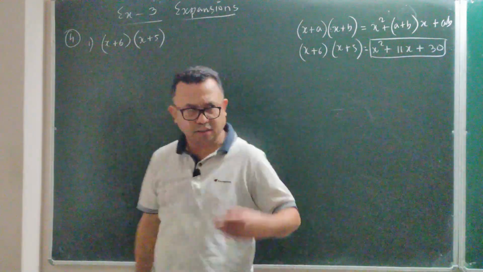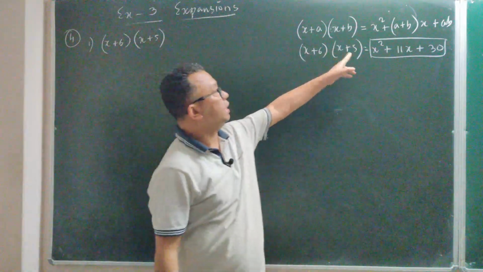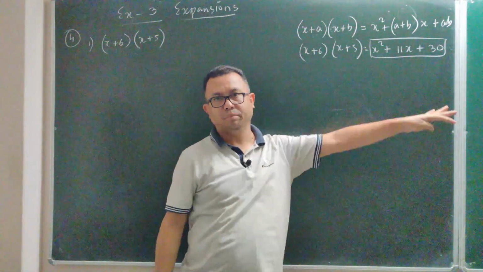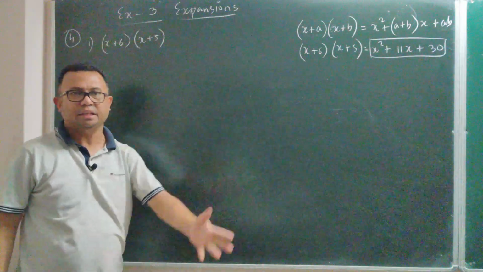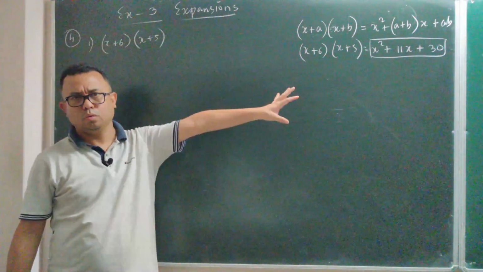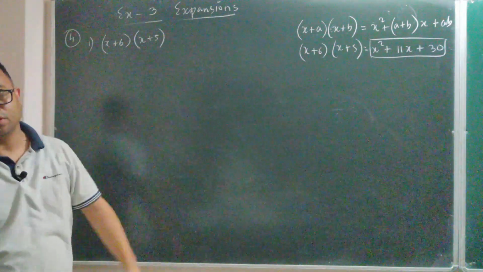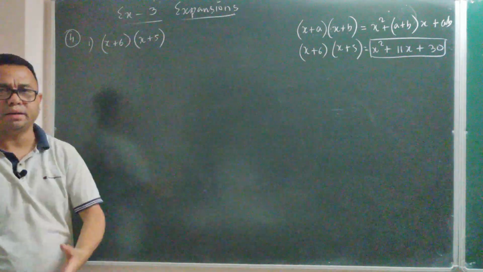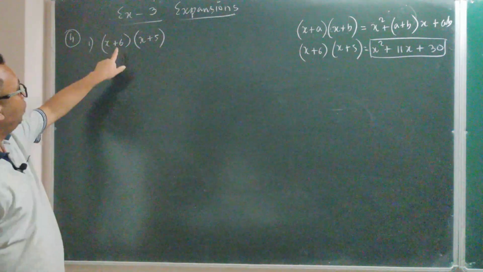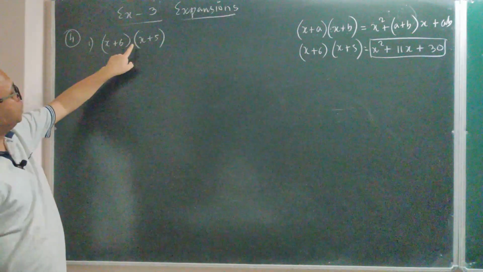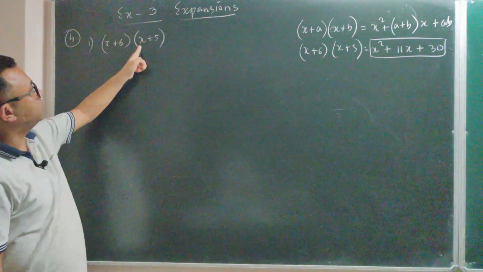But rather than doing that way, especially if the signs are different, plus, minus, minus, plus, or both of them minus, then some other slight changes you have to do. So if you do not want to go by the formula, then you can do the usual way you are told. Whenever two brackets are multiplied, with this x you multiply both of them, then later with 6 you have to multiply both of them.